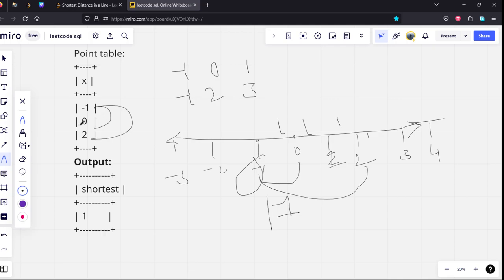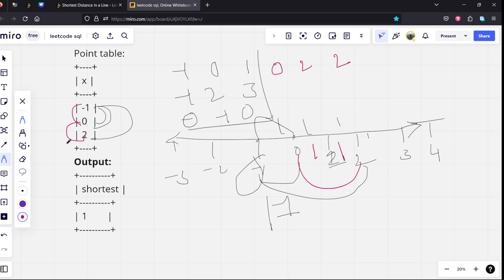Let's see from 0. From 0 to -1, what is the shortest distance? It is 1. Then from 0 to 2, what is the distance from 0 to 2? 1, 1. It is 2.